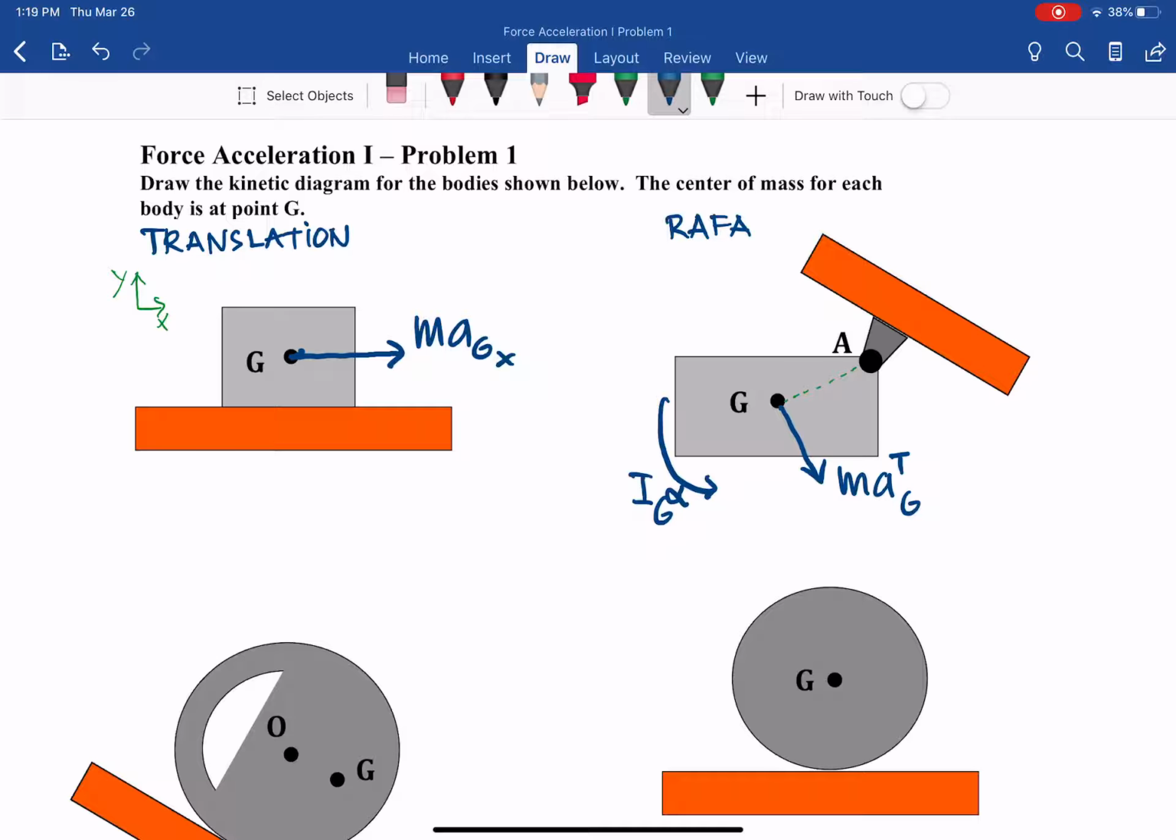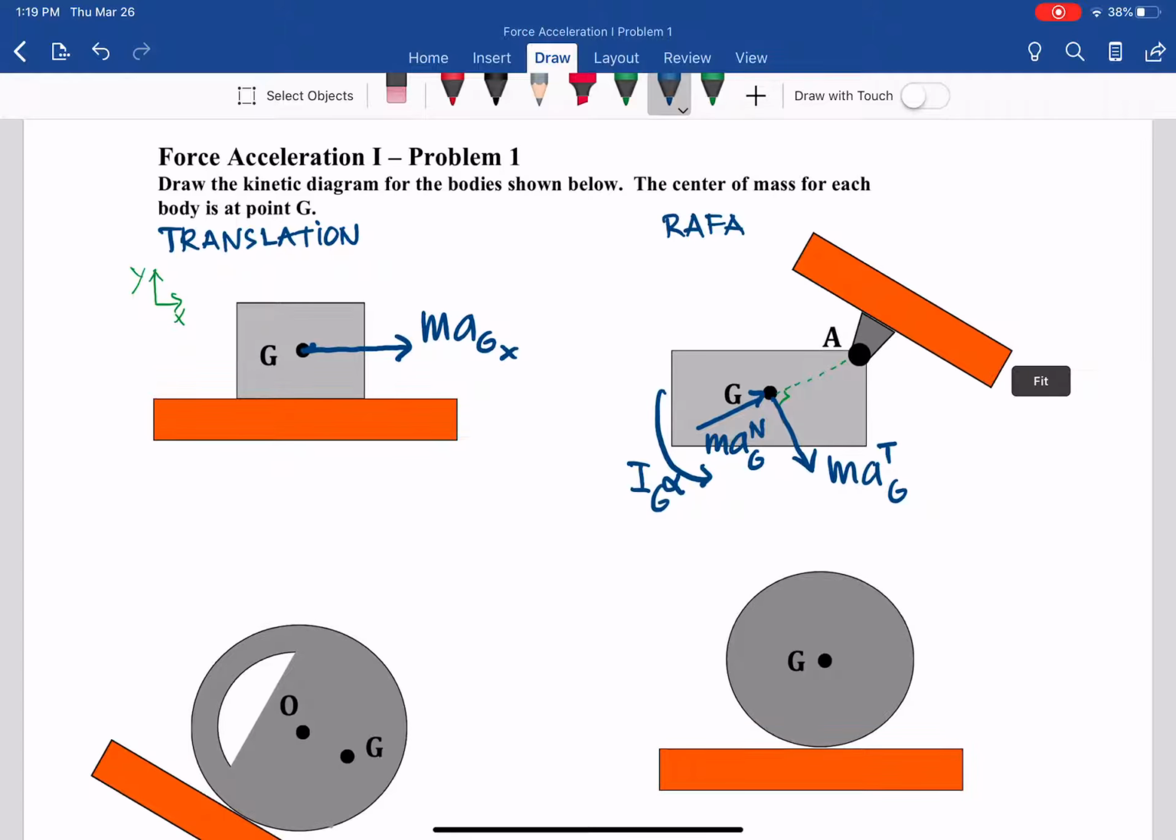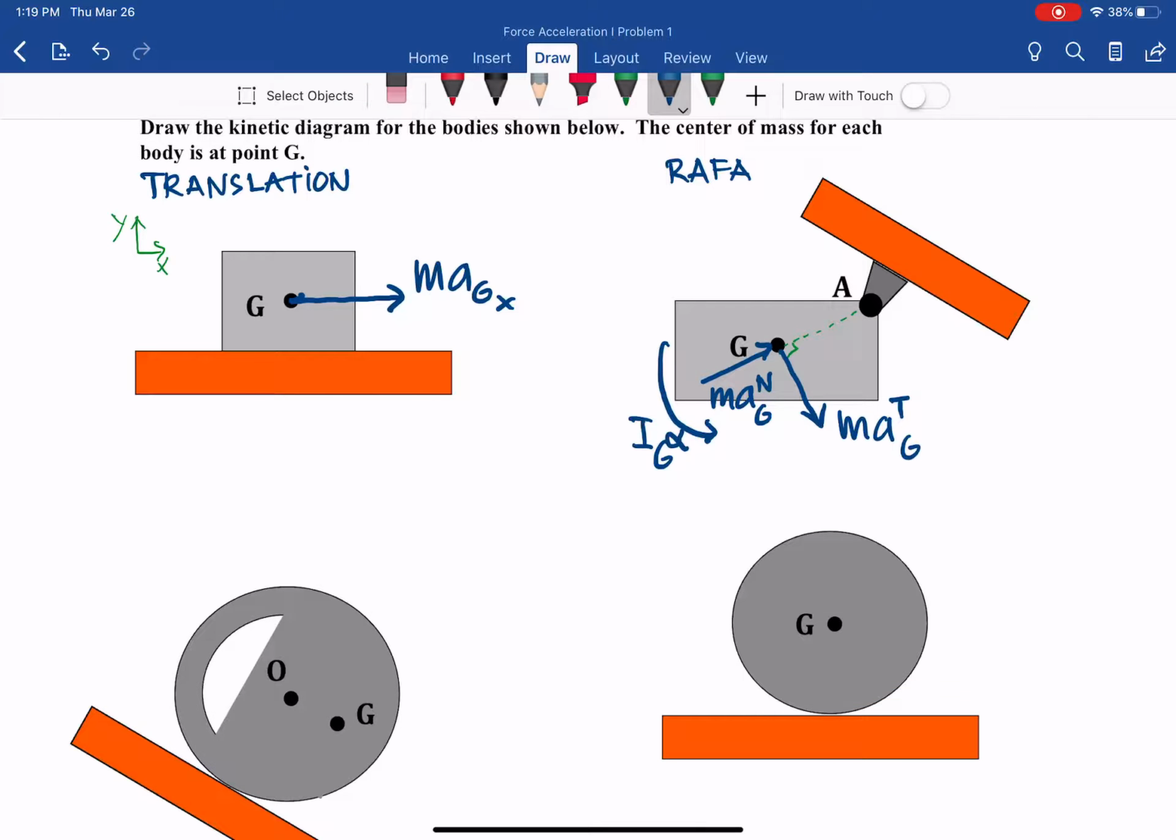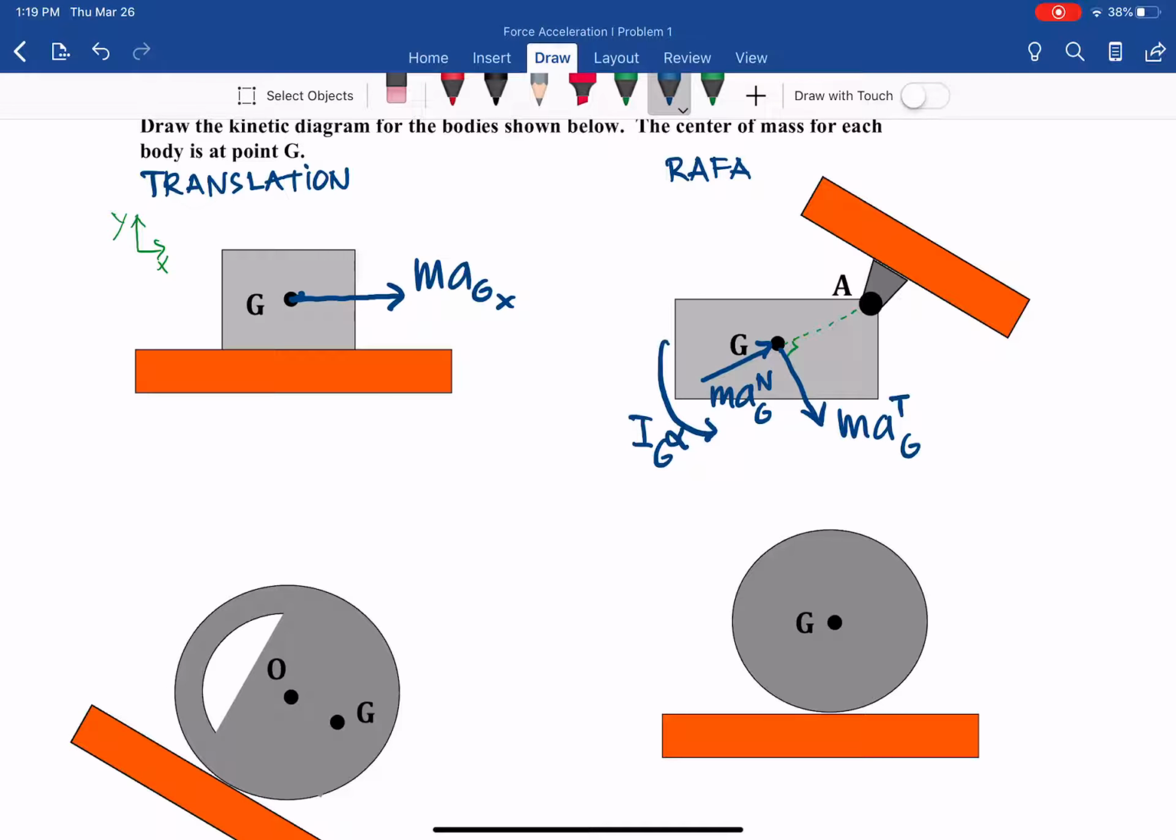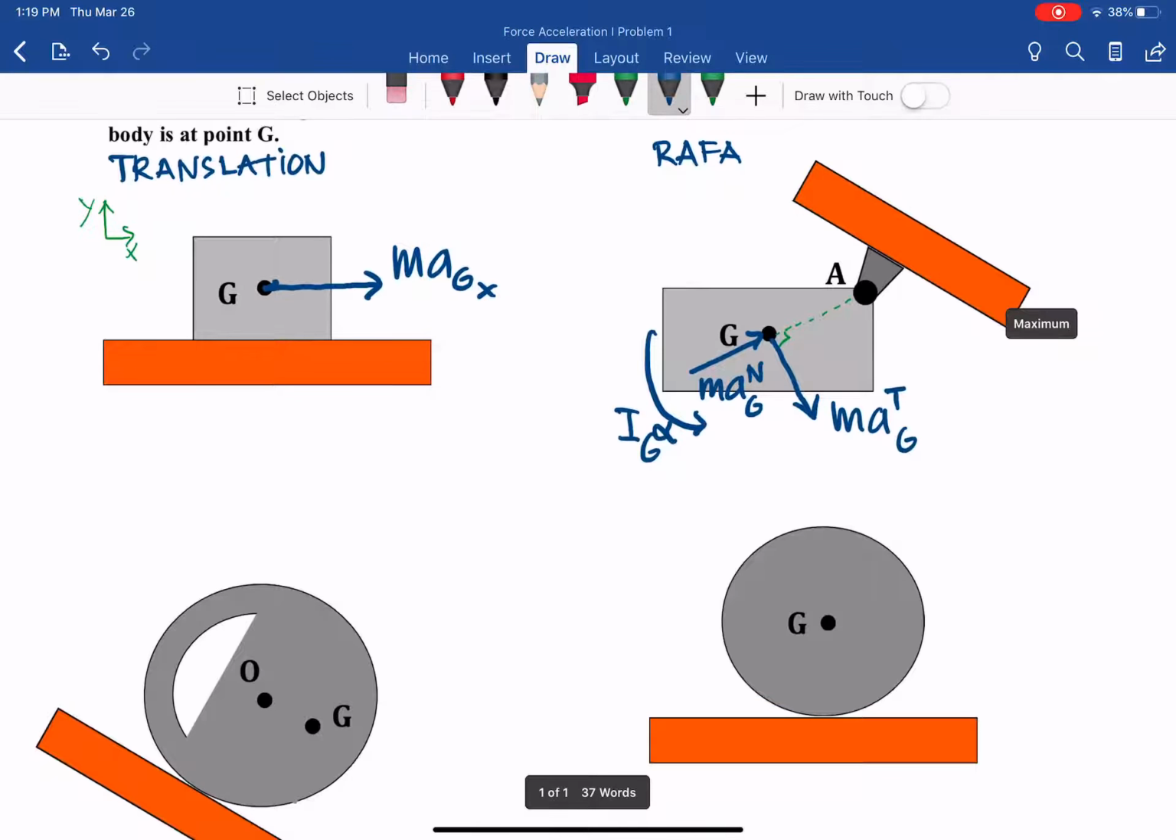Similarly, for rotation about a fixed axis, the acceleration has 2 components, tangential and normal. Tangential is perpendicular to the radius, and normal is parallel to the radius and points to the fixed axis. So you will have m a_Gn, the normal component. Why do we use m a_Gt and m a_Gn instead of x and y? Because we know a_Gt equals alpha r and a_Gn equals omega squared r. So for rotation about a fixed axis, we use tangential and normal components. As you can see, this is 3 terms in the second kinetic diagram.